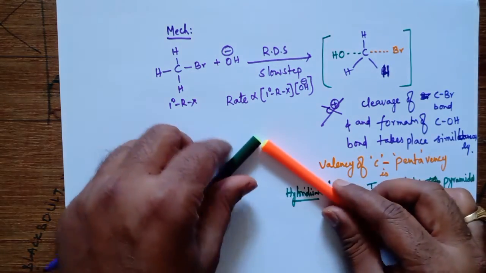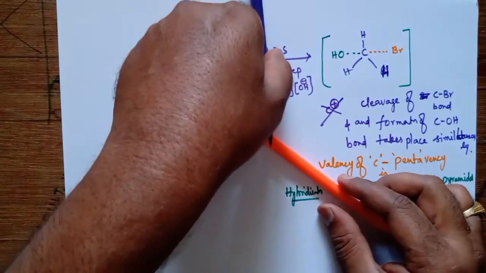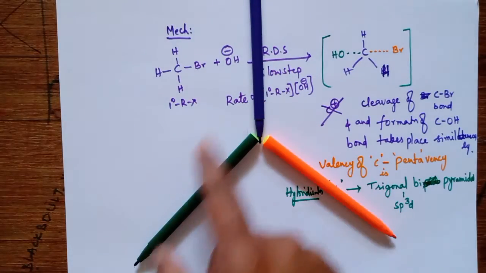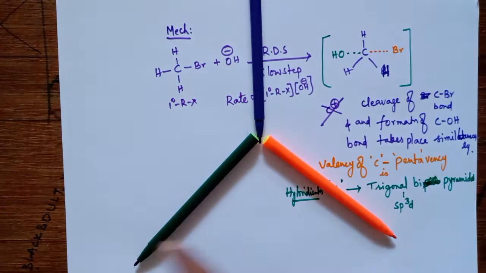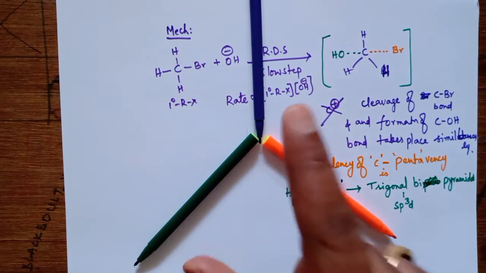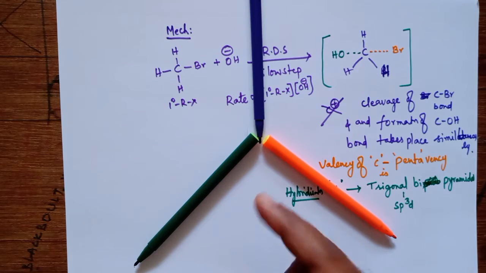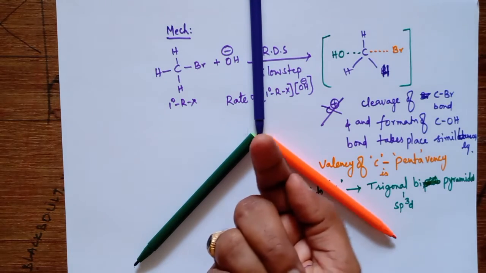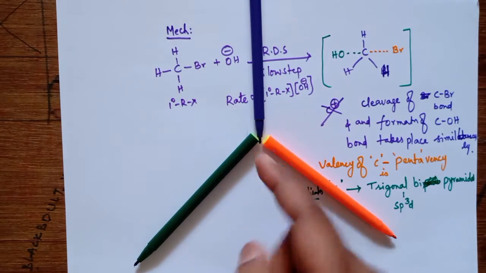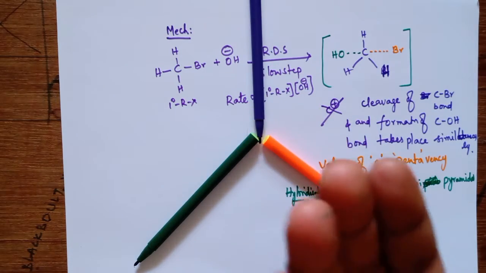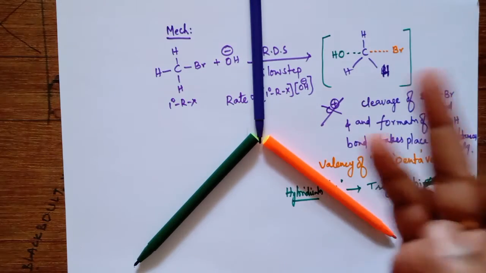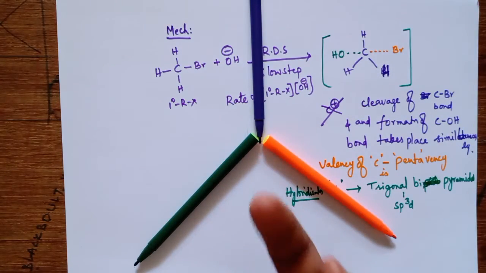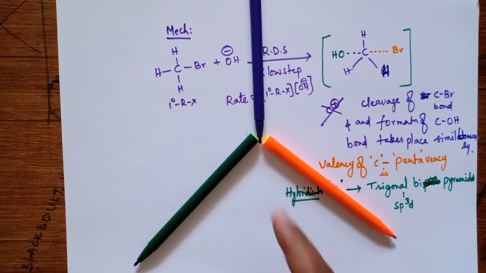Trigonal bipyramidal means it is trigonal planar, right? So all three atoms lie on the plane. This is a triangle. Suppose the Br is above, the OH is below. The OH is coming from the below side, the Br is at the upper side. Cleavage of Br is taking place simultaneously with the attacking of OH minus on this carbon, right? So both bond cleavage and bond formation take place simultaneously.